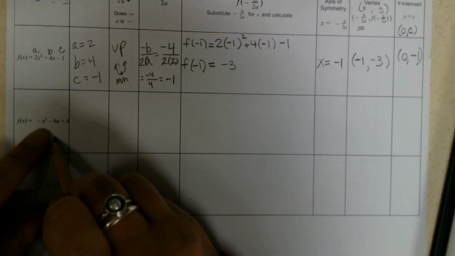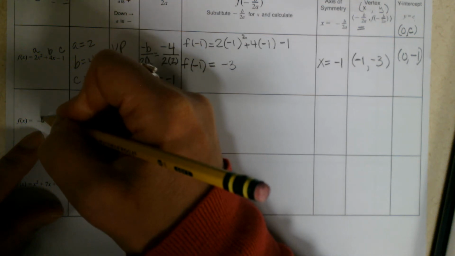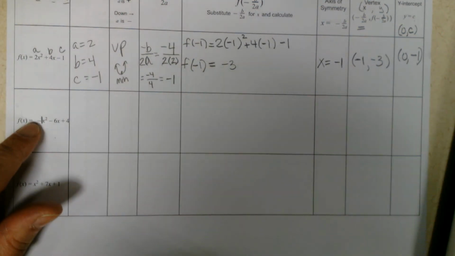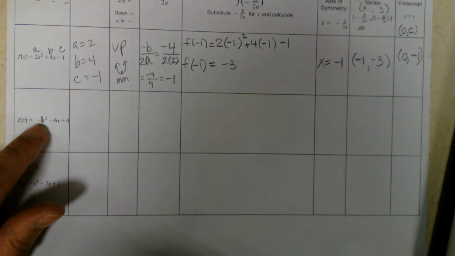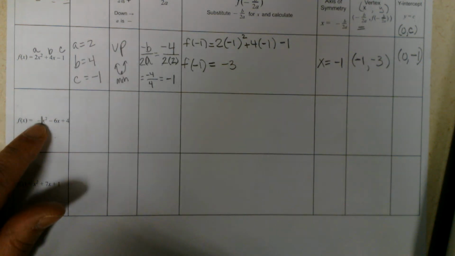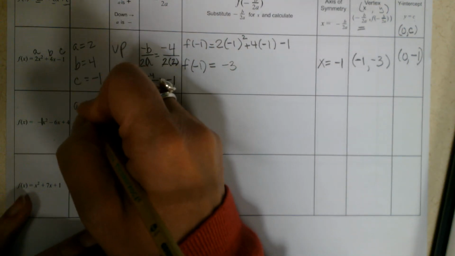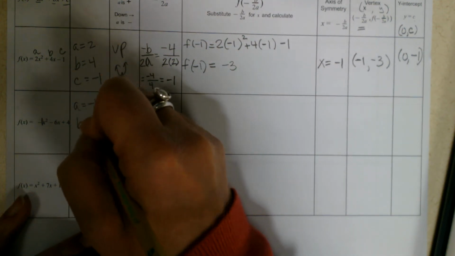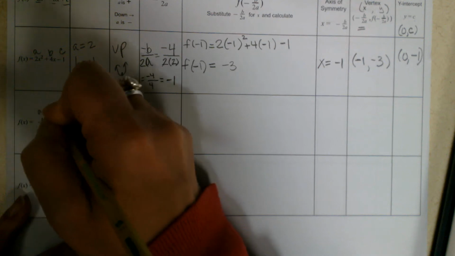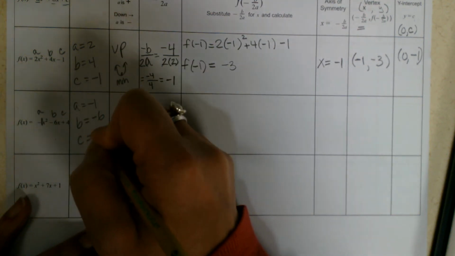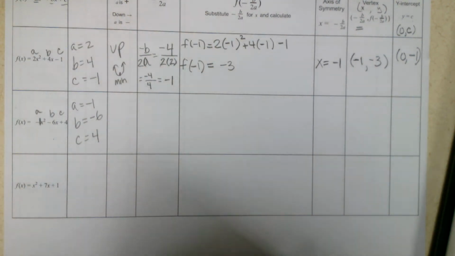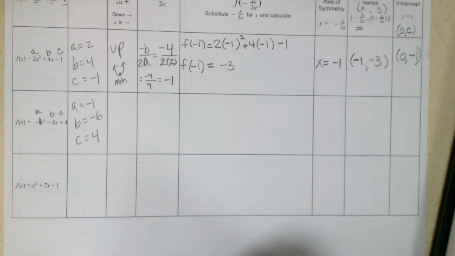F of x equals -x squared minus 6x plus 4. Please be careful because this -1 here, that -1 had a space there, and a lot of people forget to put their ones in. So let's pull out a, b, and c. a equals -1, b equals -6, c equals +4. Again, write it like you see it.